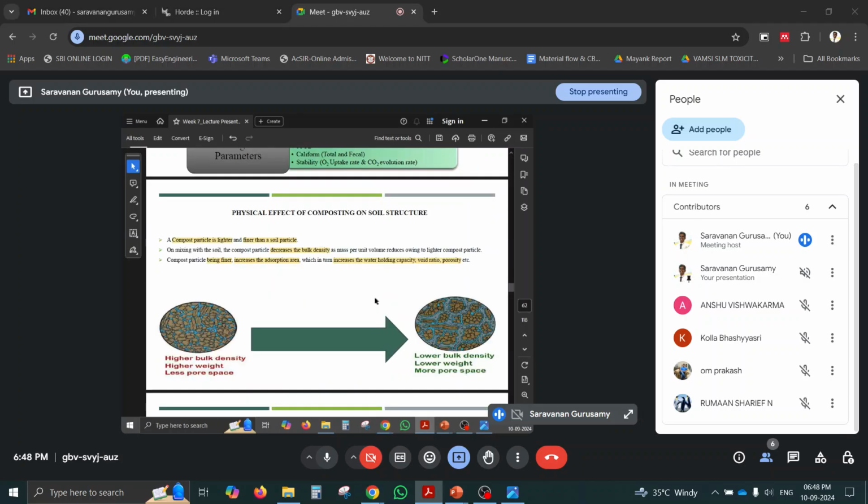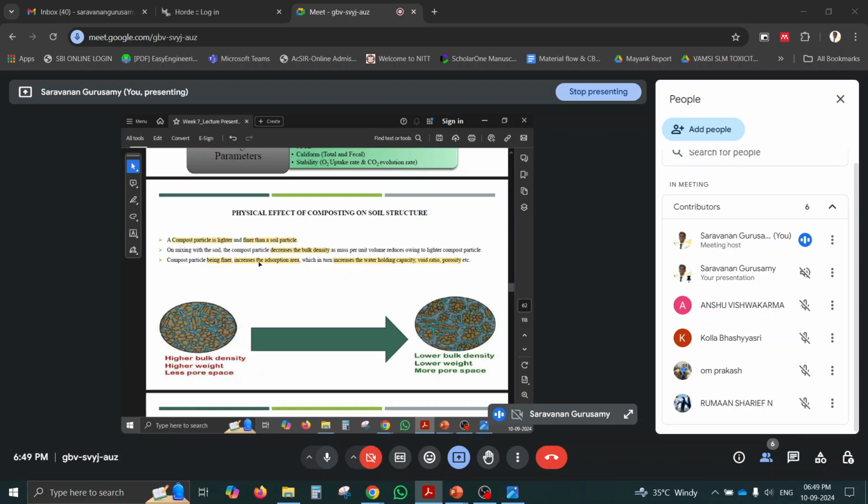So in physical properties, we have discussed porosity, void ratio, and bulk density. These three are interrelated, as I mentioned. Compost is made of lighter and finer particles than soil particles. Soil is very bulky, you know, what is the soil in agricultural land? That is very bulky. So if you are mixing the compost into the soil, then the soil will decrease its bulk density, and with more finer particles, it will increase the absorption area.